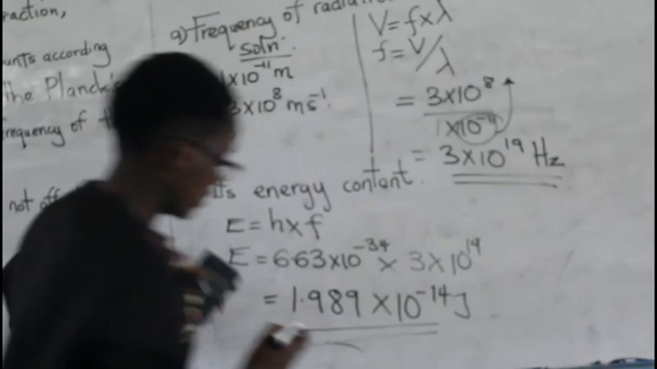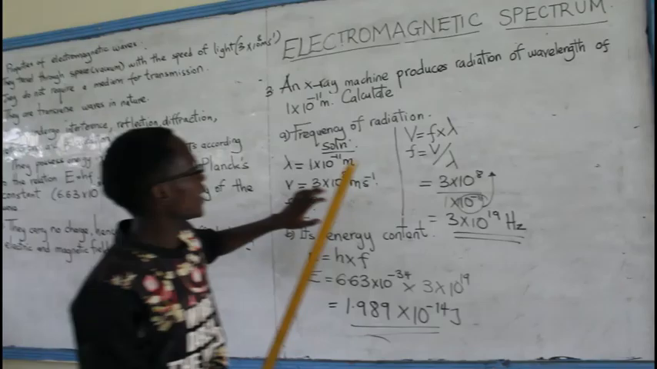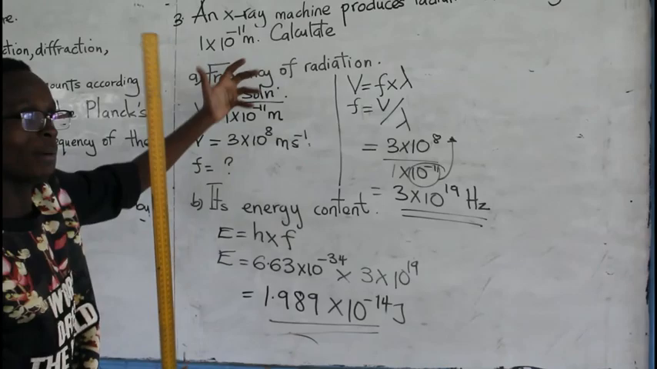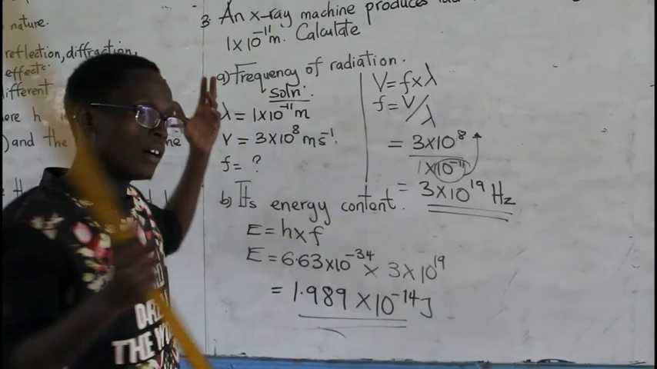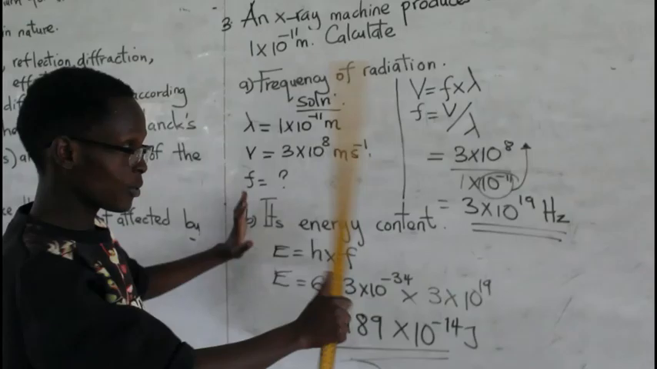So I don't know if you can notice a trend in these questions. First of all, they are testing you on the wave equation, V is equal to F lambda, and then E is equal to H F. So if you have a good foundation on the wave equation, you can just add this onto that and you'll be good to go.